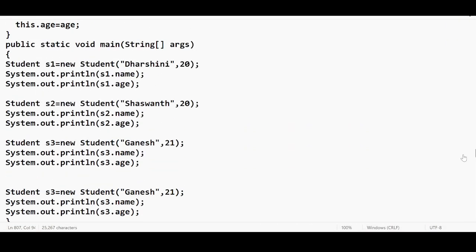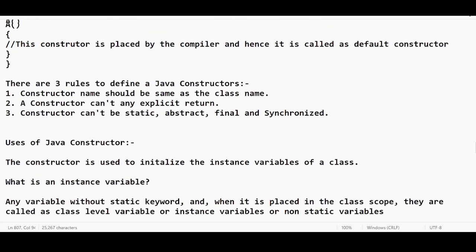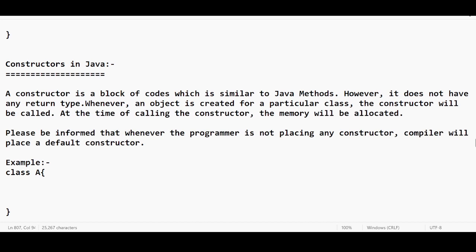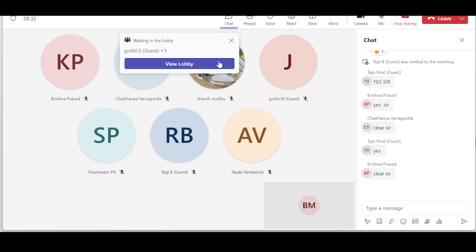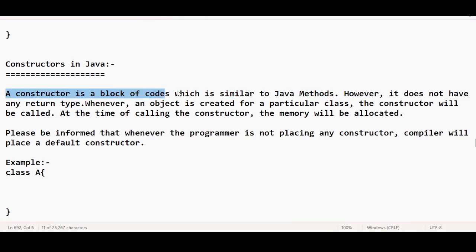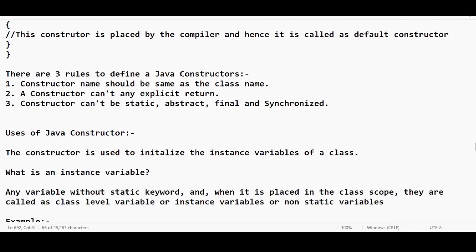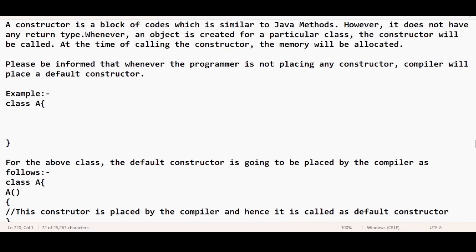So we were discussing the Java constructor. Let us do a small summary. When you come across this question, what is a constructor? The answer is: a constructor is a block of code which is similar to Java methods. This one line answer is enough to be given in the interview room. And what are its uses? The constructor is used to initialize the instance variables of a class. So this answer would be sufficient.